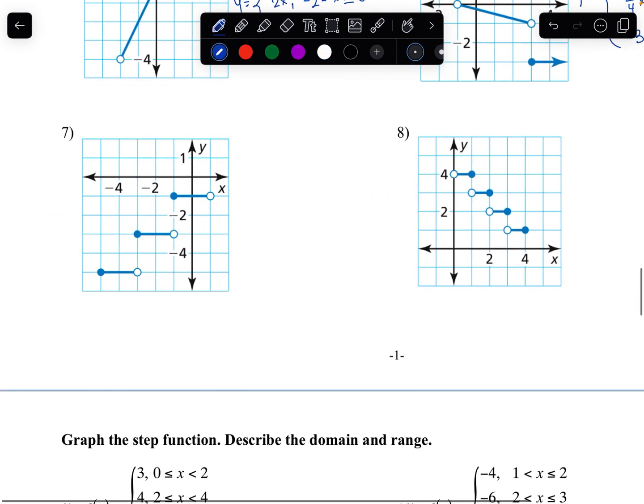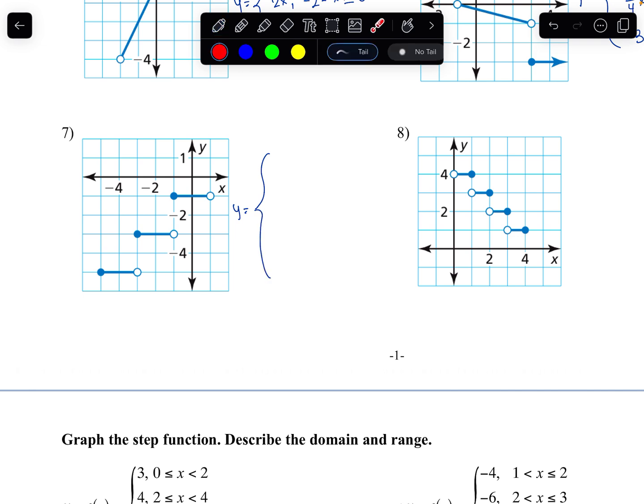Question 7. This is a step function. So y is equal to. Step functions are pretty easy. They're just constants. So this constant right here is -5. So -5. The next step is going to be at -3. The next step is going to be at -1. And now we do need to put in the domain part.